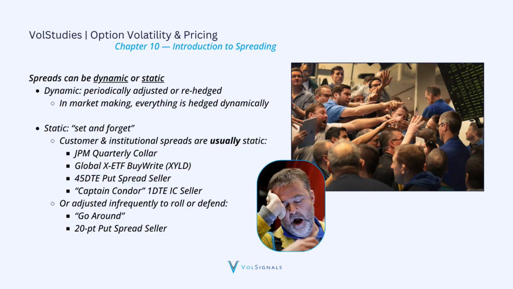Now, it's not totally uncommon to encounter spreads that are adjusted on a less frequent basis for either rolling or defending. For example, a common one is the go around. This is a buy right spread with a hedge that's adjusted when the market gets near it or when time passes in order for the fund to target a specific maturity for their short.